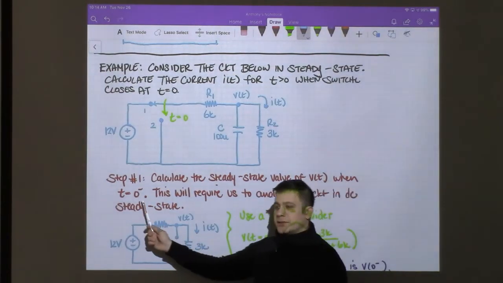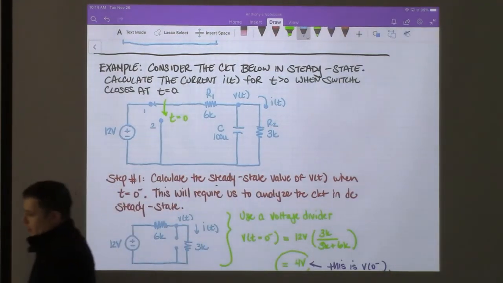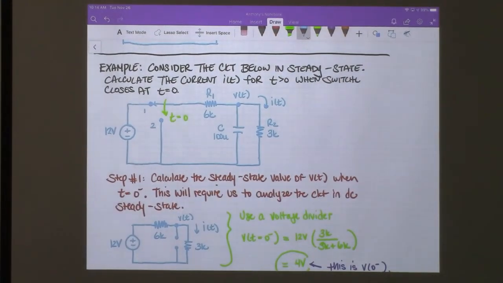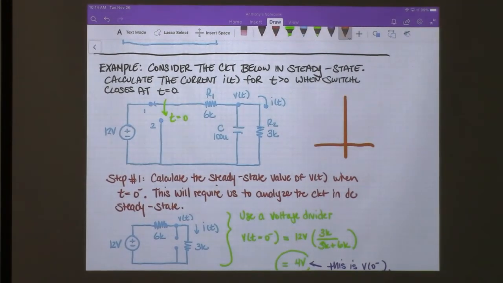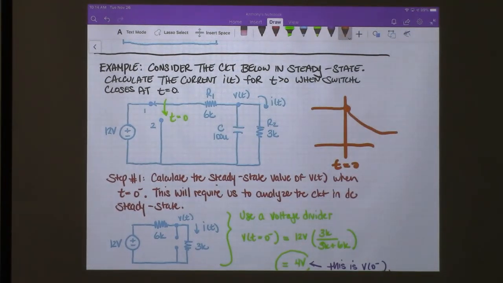I haven't used this notation yet. What does this mean, t equals 0 minus? Essentially, if you imagine that this is t equals 0, and you have your transient response, as close as we can get to t equals 0, but just barely on the other side of it, we call 0 plus, and on the other side we call 0 minus.